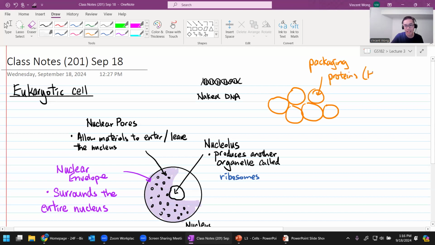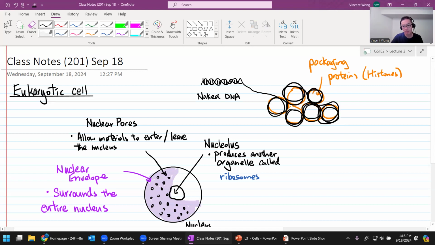Okay, it's called histones. And the DNA is basically going to wrap around them like that. And it just keeps on going and going, forming a chain of them.